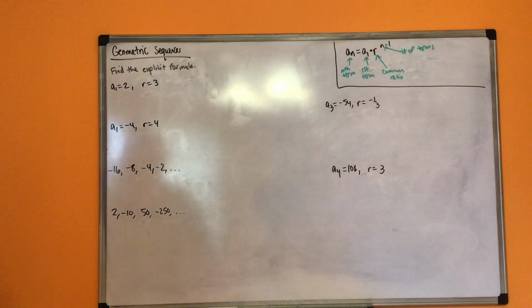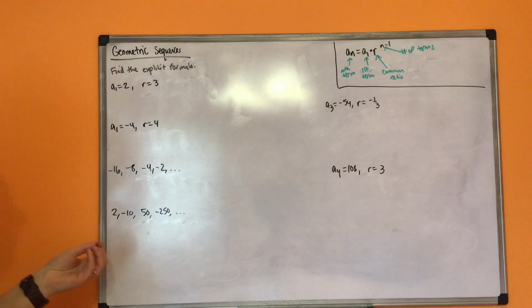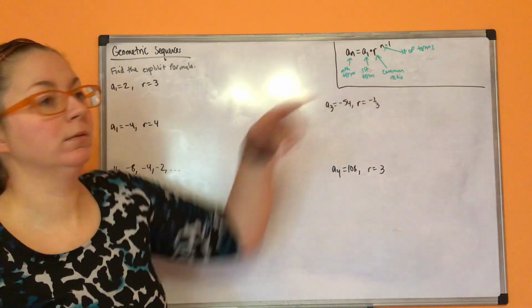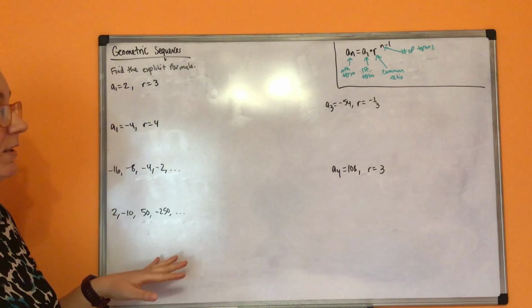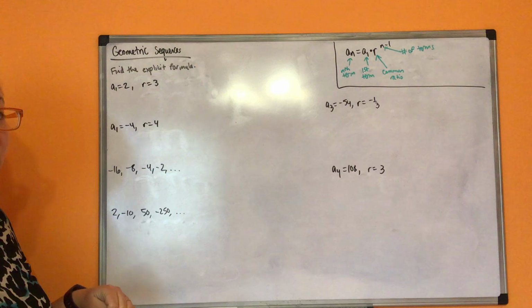Hello, today we're going to be looking at geometric sequences. Remember, in a geometric sequence, you multiply to get from one number to the next, and that number you multiply by to get from one number to the next is called the common ratio, or R. This is probably going to seem somewhat familiar because we've looked at arithmetic sequences and the arithmetic sequence formula before. Now we're just looking at the geometric version.